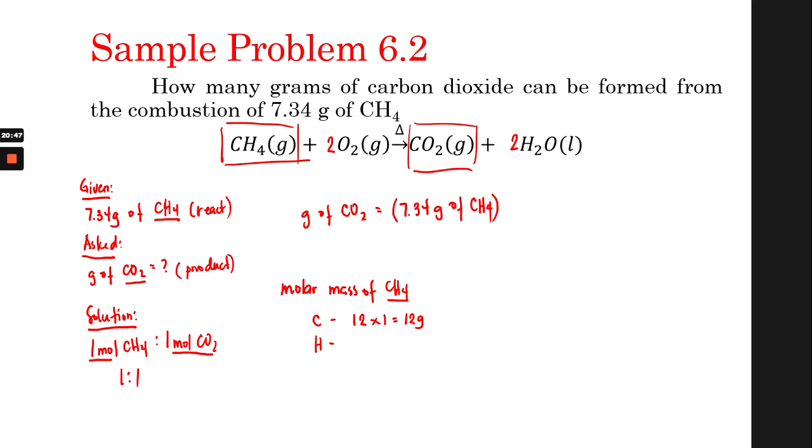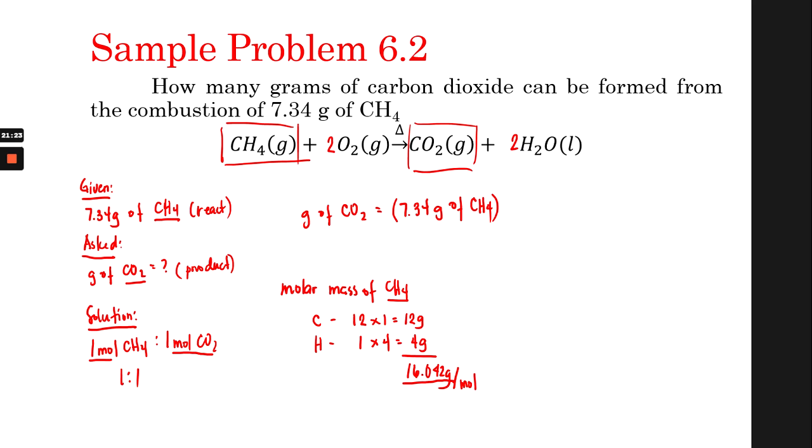As for hydrogen, we know that in every 1 hydrogen, that's 1 gram. We have 4, so that's times 4. That gives you about 4 grams. So CH4 is actually about 16 grams. And more specifically, it's actually 16.042 grams. So now you have your grams in CH4, and this is actually 16.042 grams per mole.